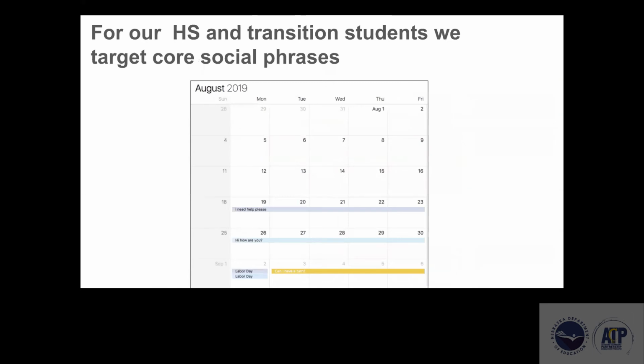For our high school and transition students, they've really gone through the majority of our words. And so what we've done for them is we're really targeting more social phrases. So you can see here when they're mapping it out, the first week of school, they're targeting, I need help, please. The second week of school, the phrase, hi, how are you? So we're really focusing more on social phrases.